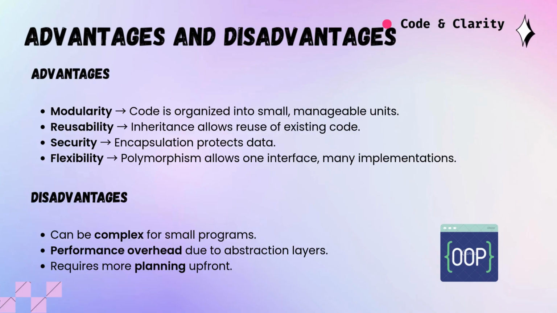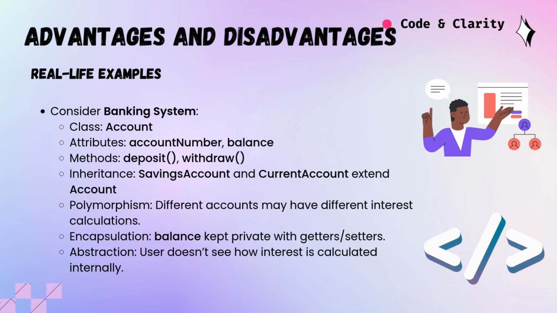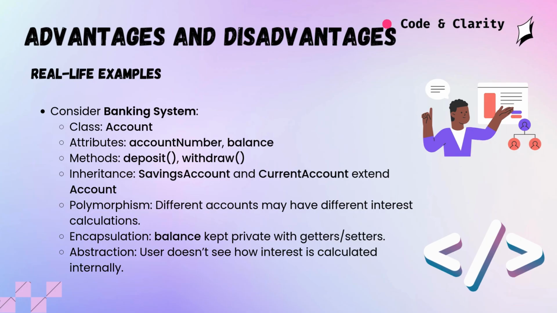So, code is organized into small and manageable units. Inheritance allows reuse of existing code. Encapsulation basically protects the data, and polymorphism allows one interface and many implementations. And what are the disadvantages? It is much more complex for small programs, and it also causes performance overhead due to the abstraction layers. Meaning if your program is small, then there is no need for all these implementations. Now we'll be discussing a real life example.